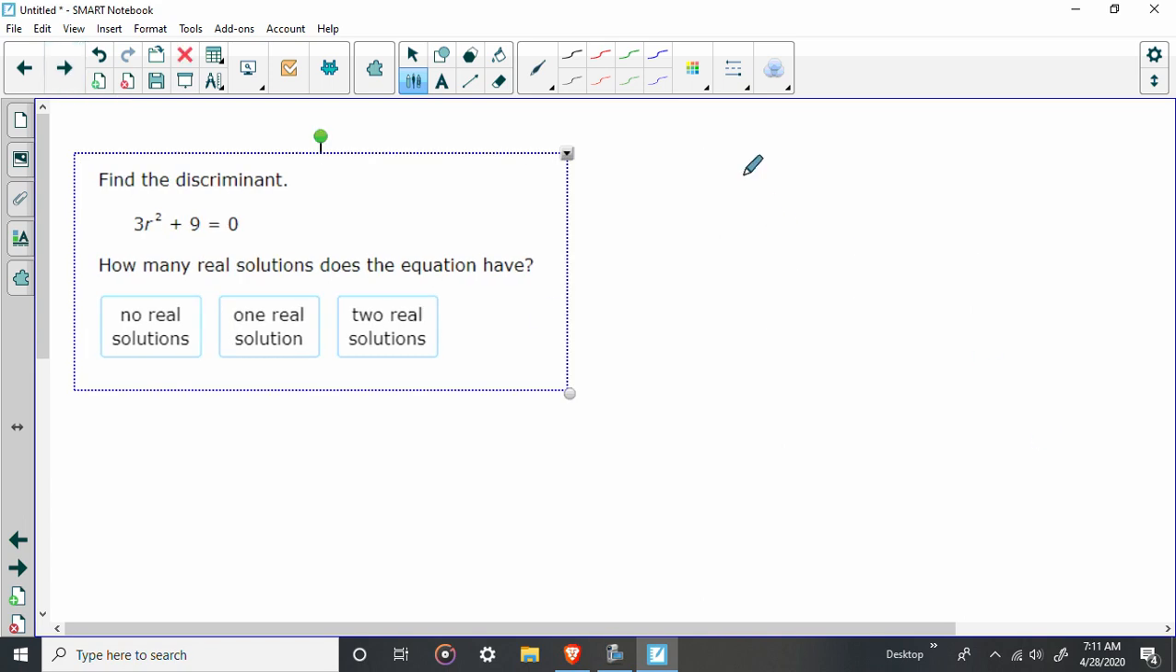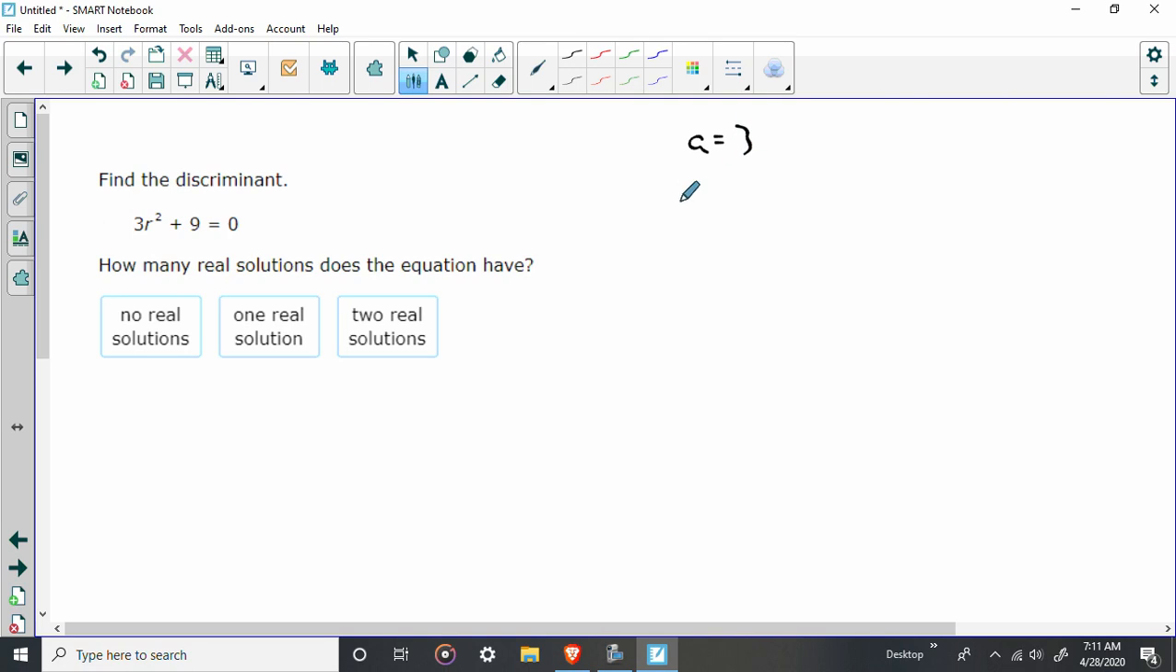All right, again here, same thing. What are we going to say? A is 3, B is 0, C is 9. There's a little way that you can cheat a little bit if you want. Generally speaking, if this first term is positive, this last term is positive, and there's nothing in the middle, there's not going to be any real solutions. We can kind of go over that. A little bit of an advanced trick, but again, b squared minus 4ac.